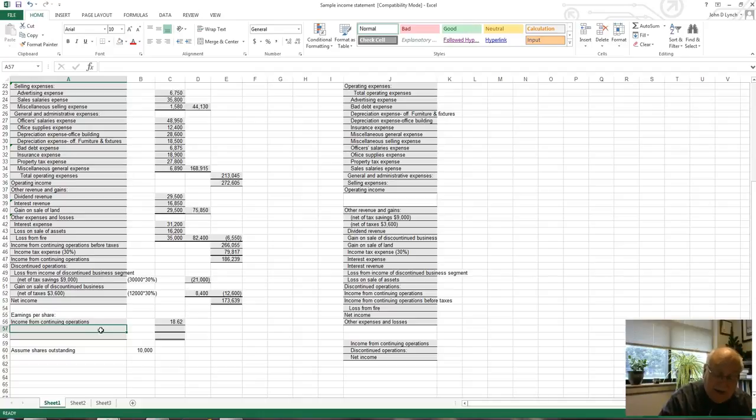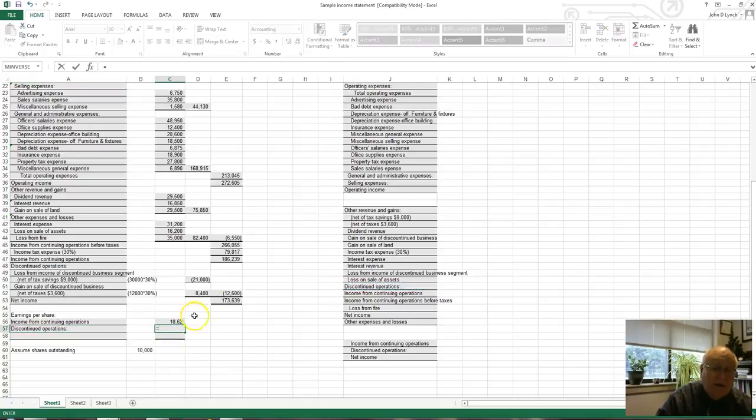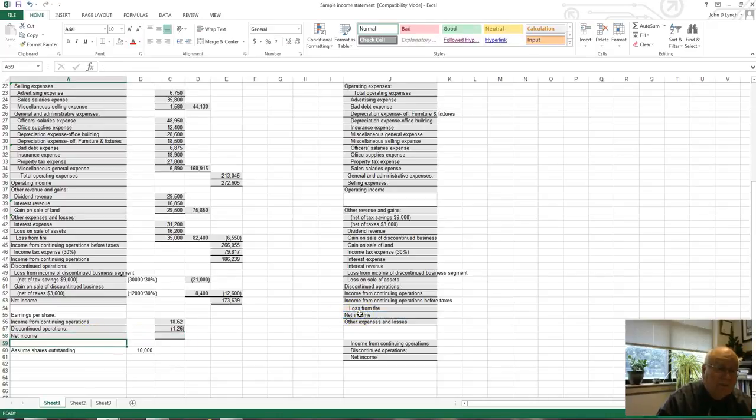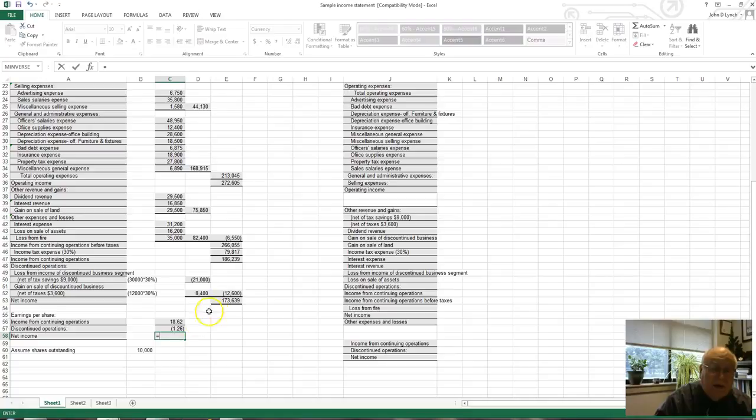Then we would have our discontinued operations. And we do the same thing. Take the net, which was the minus 12,600, divided by the 10,000, and that gives us a minus $1.26. And then we would take the net income, and we would do the same thing with that one. The 173,639 divided by the 10,000, and that gives us $17.364 as our earnings per share.